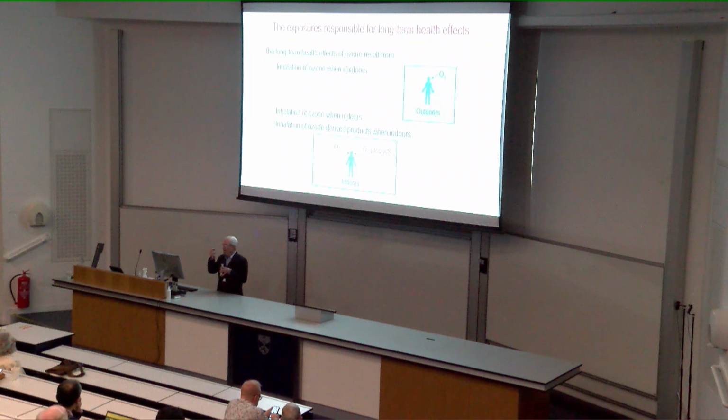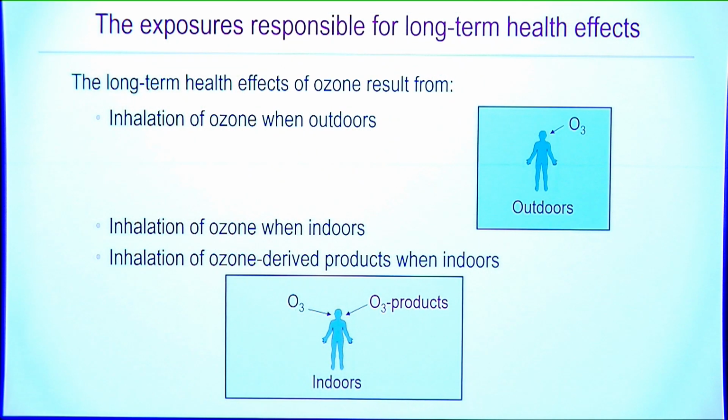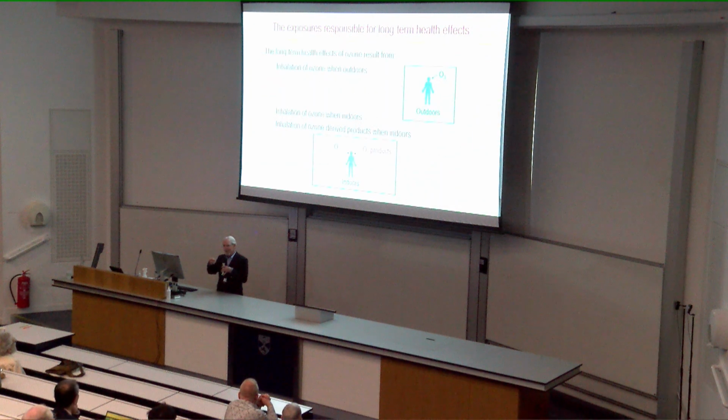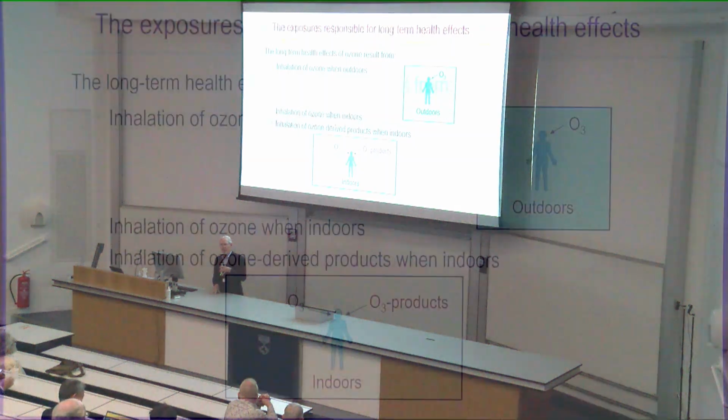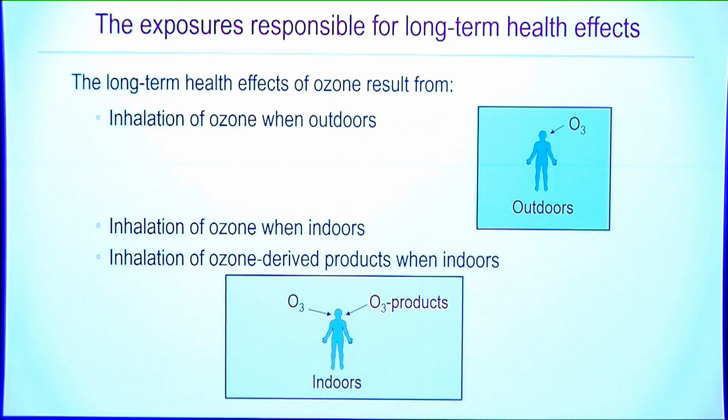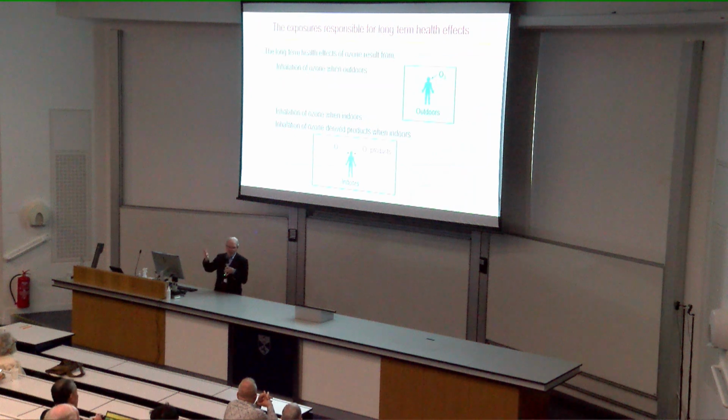There's inhalation of outdoor ozone when people are outdoors. There's inhalation of indoor ozone when people are indoors. And there's inhalation of products derived from ozone-initiated chemistry that's occurring when they're indoors. You'll notice on this slide, I don't have inhalation of ozone-derived products when they're outdoors. That's because the concentrations of the products outdoors are much lower than the concentrations indoors. So to a first approximation, we can ignore inhalation of ozone-derived products outdoors.